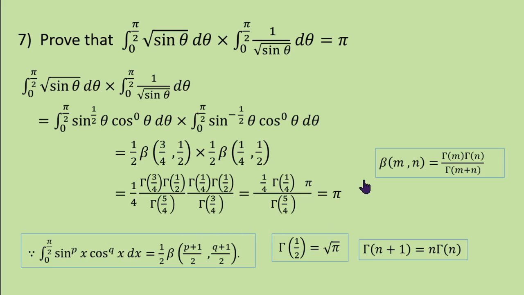That means we used the definition of beta functions and the relation between beta and gamma functions, the gamma half formula and the gamma n plus 1 formula. So all this we used here to establish the result. So that is equal to pi. So that is right hand side. One more example.